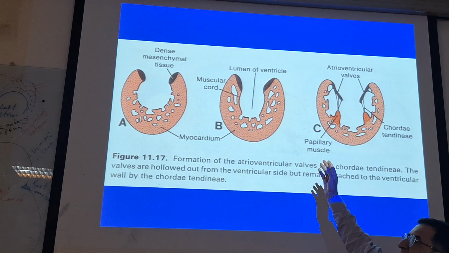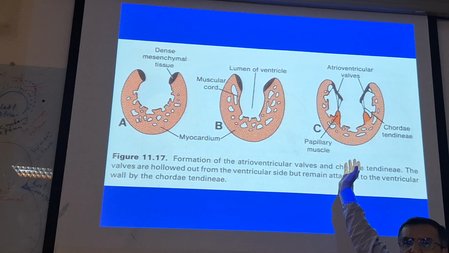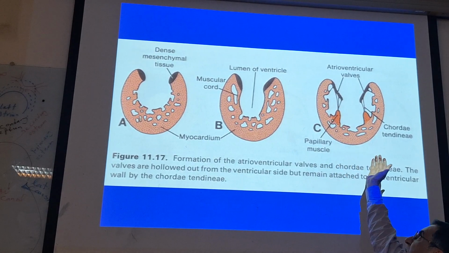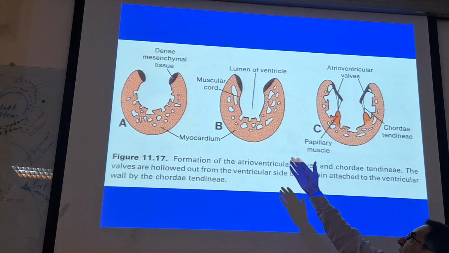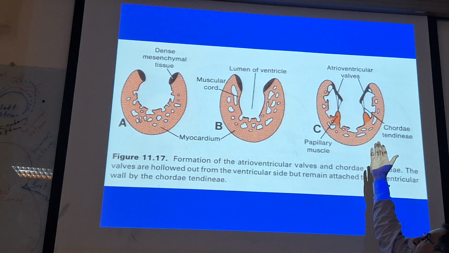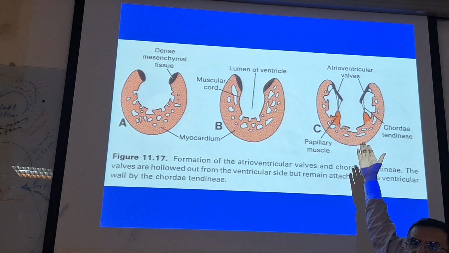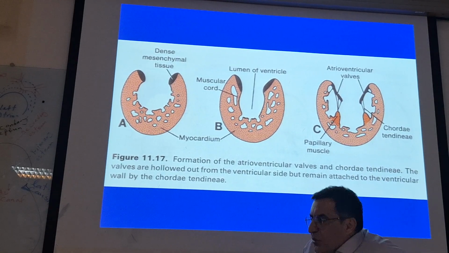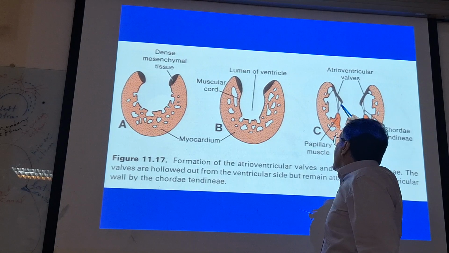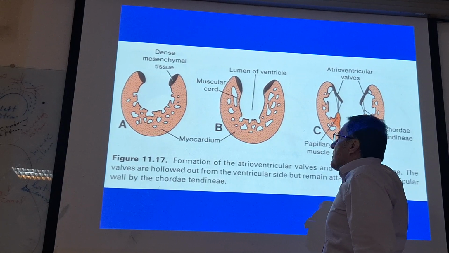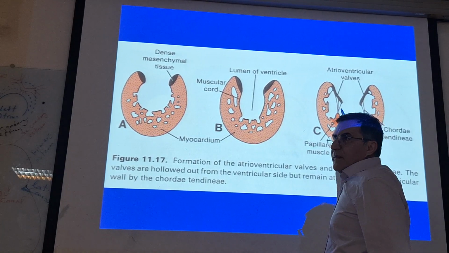How the chordae tendineae and valves of the tricuspid and mitral are formed: by cell death. You can see that finally we have, for example, this mitral valve. As you know in anatomy, each valve is connected to the papillary muscles by chordae tendineae.